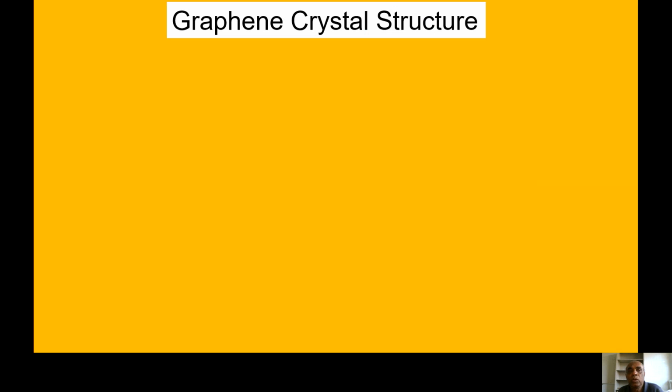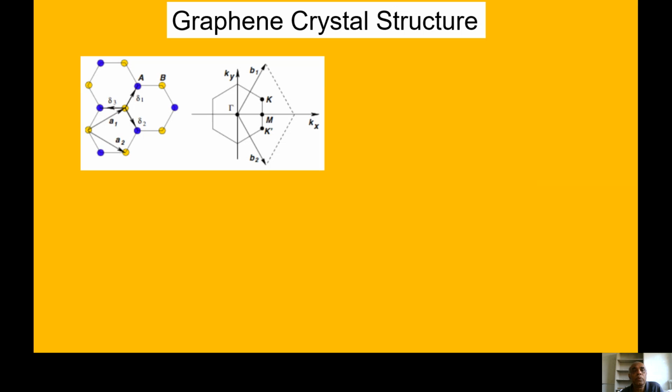Now I want to get to the crystal structure of graphene. On the left, we have the real space crystal. You can see the two sublattices, one shown in blue and the other sublattice shown in yellow.